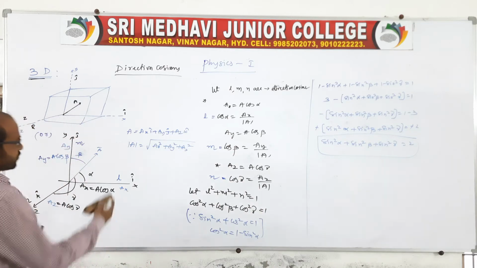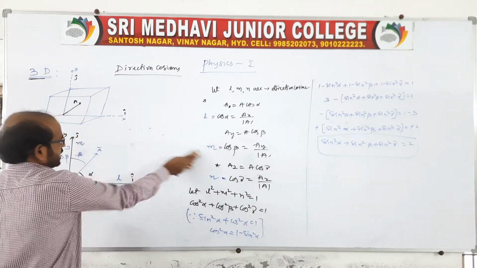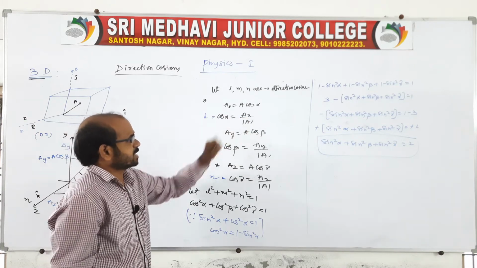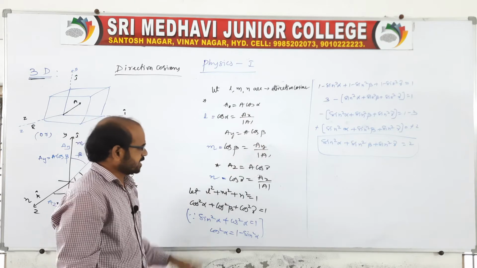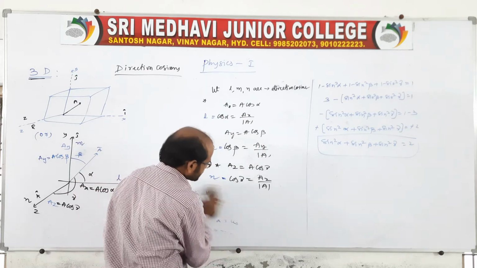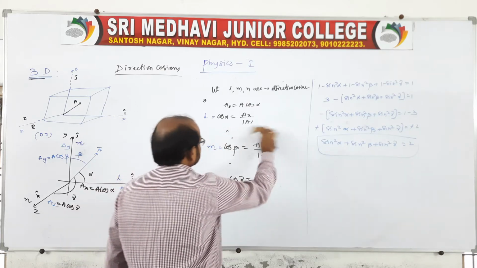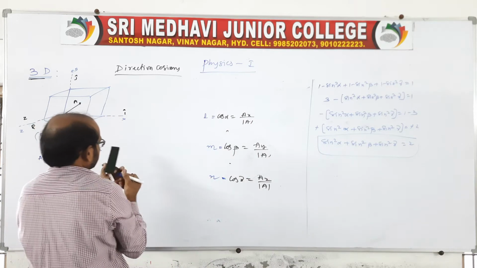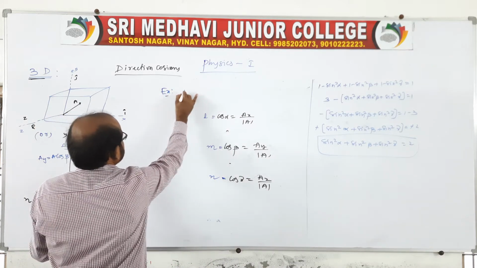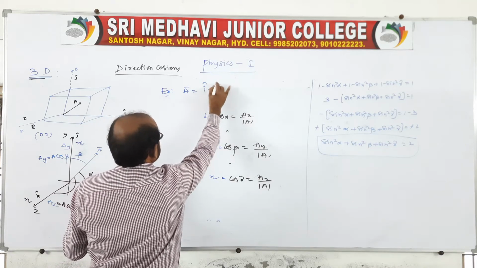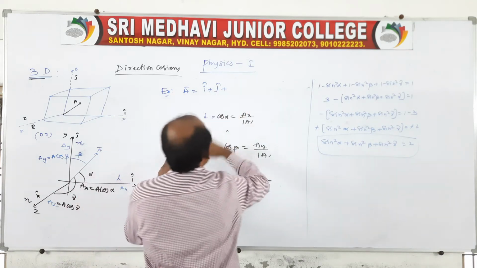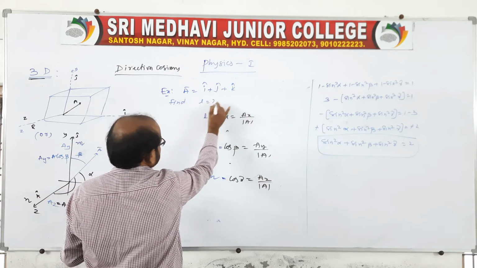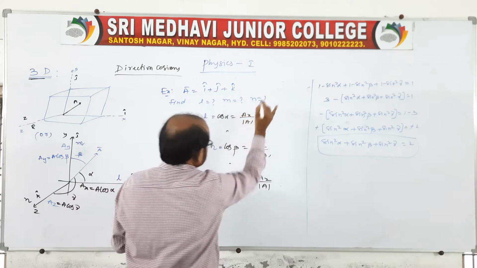See, the problem will be given like this. You remember direction cosines: L is equal to cos alpha, that is Ax by A, M is equal to cos beta, that is Ay by A, N is equal to cos gamma, that is Az by A. You remove all this and let us take the problem given like this. There is one problem, example 1: A is equal to i cap plus j cap plus k cap. Now it is asking find direction cosines. L is question mark, M is question mark, N is question mark.